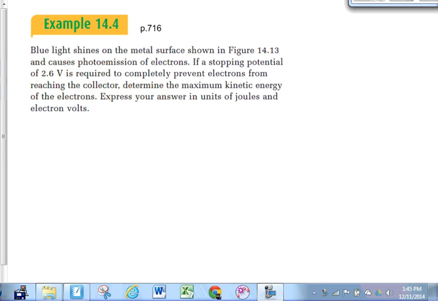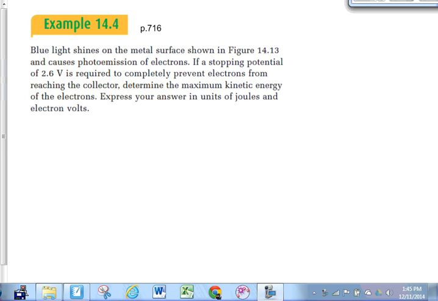Blue light shines on the metal surface shown in figure 14.13. I don't care about the diagram, the surface, the picture of it all. It doesn't matter. Okay, we can do this without a picture. It causes the photoemission of electrons. In other words, electrons are ejected. The photoelectric effect has taken place. The photon had a frequency, don't know what it is, but we know it's bigger than the threshold frequency because the electrons were ejected. The stopping potential is 2.6 volts.